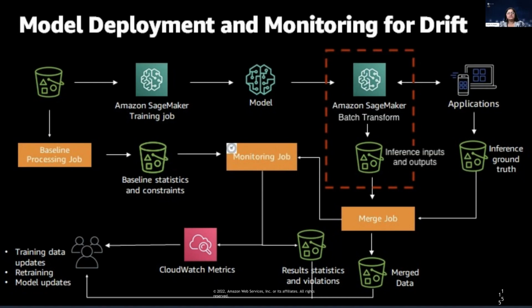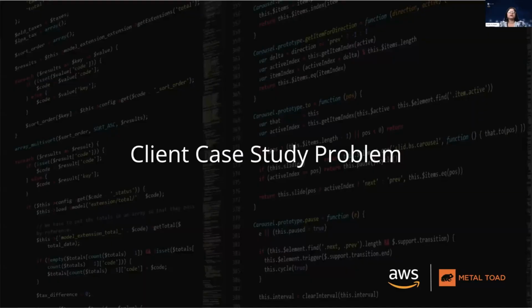If you can go to the next slide, I think that's the last one. Okay, yeah. So feel free to stop, feel free to ask questions on anything related to the SageMaker model monitoring, and I can answer those.